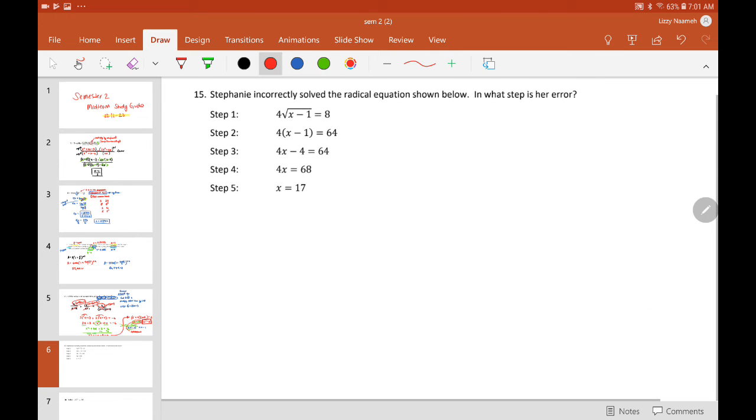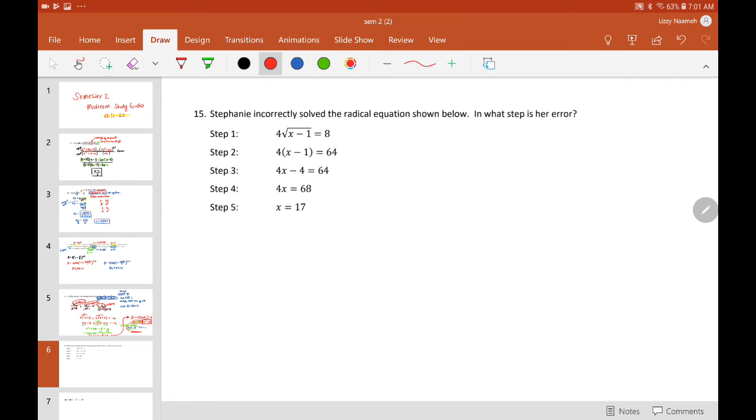All right, chugging right along. So Stephanie made a mistake here. In which step is her error? So right away, look at the first step. We're solving a radical equation. That means to undo a square root, we square both sides, or basically we take it to the power of 2 on both sides. So that's pretty much what she did.